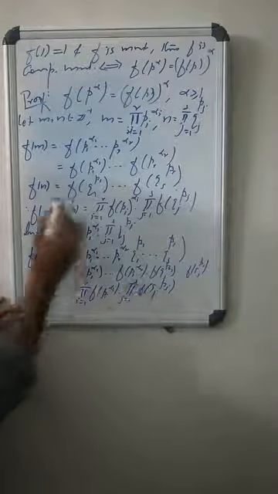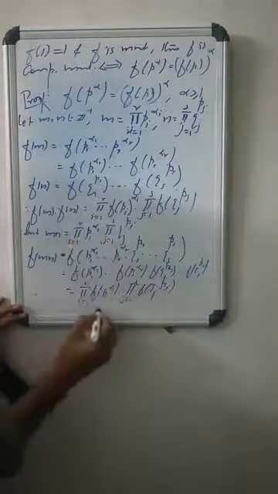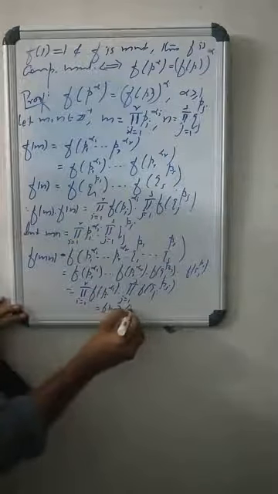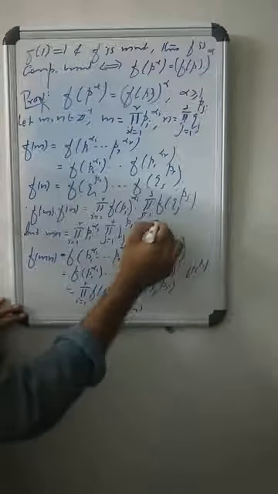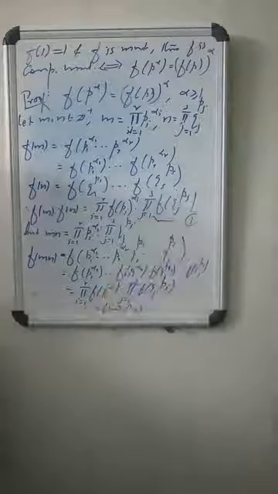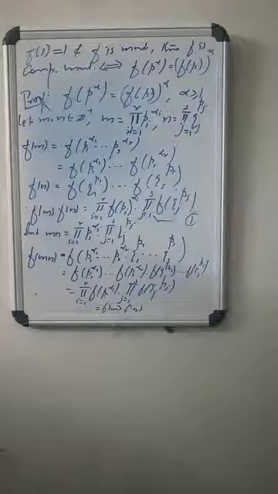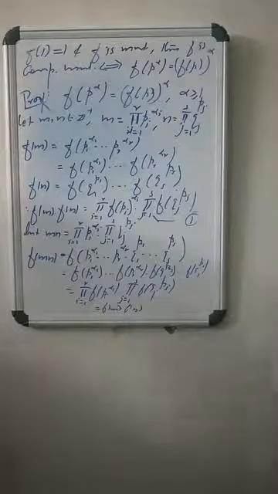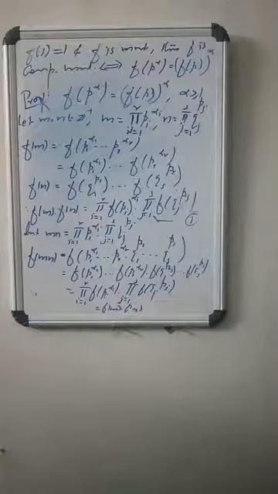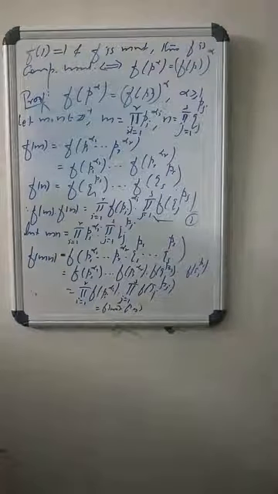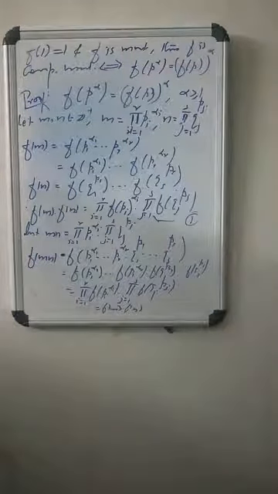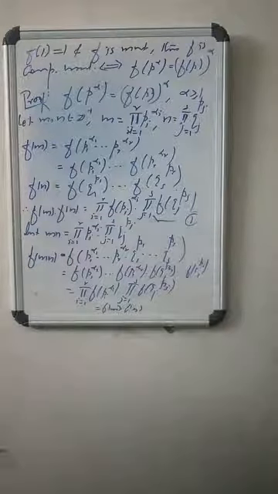What about this one? That is f of m into f of n. From this result, clearly f of mn equals f of m into f of n. Thus, when f of p power alpha is f of p power alpha and f is multiplicative, then we can show that f is completely multiplicative. So this is the proof. Agree?